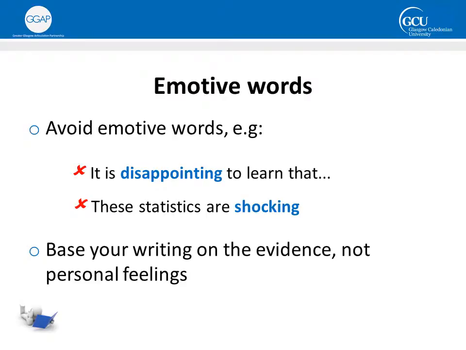Other words that you should try and avoid in your writing are emotive words, words that make your personal feelings obvious. So for example, it would be inappropriate to state, it is disappointing to learn that, or these statistics are shocking, because it would look as if you were disappointed or shocked. Remember here that the idea is to present your writing in a neutral way, that's based on the evidence rather than on what your personal feelings are.